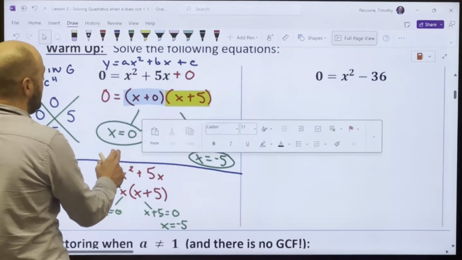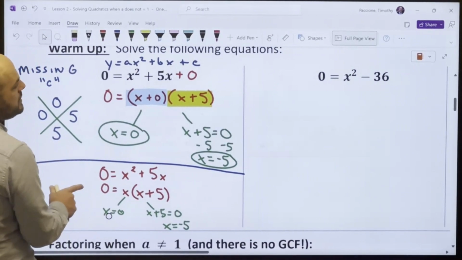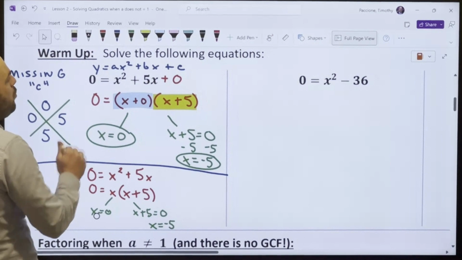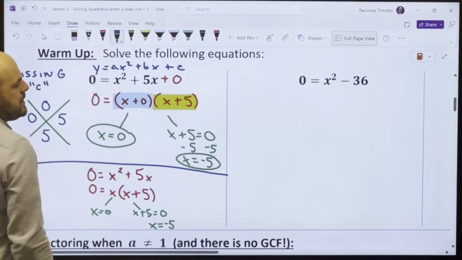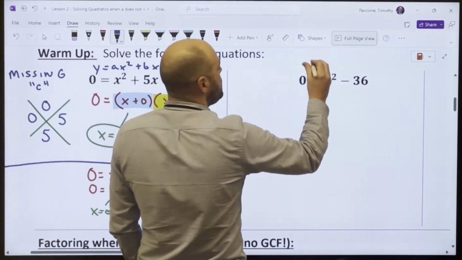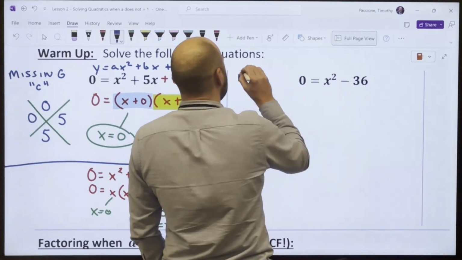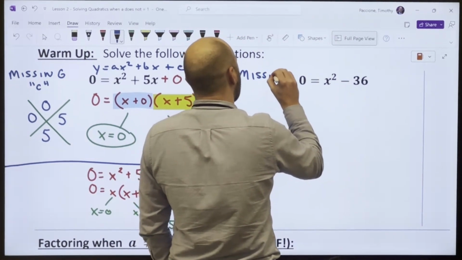All right, so your second example, or second warm-up, I should say. Well, if this was missing c, what's that missing? It's got no bx value, right? It doesn't have the middle one, so this is missing your bx.